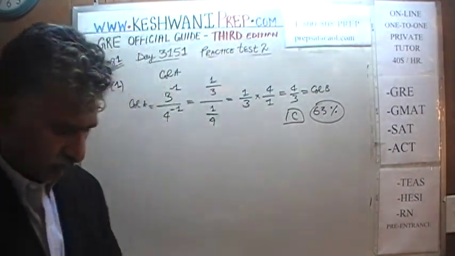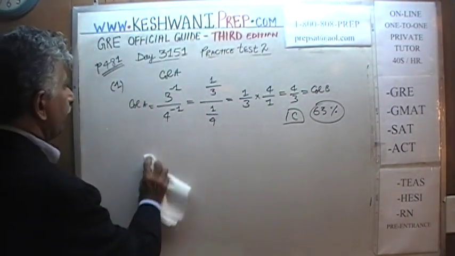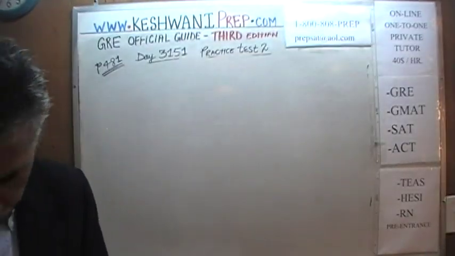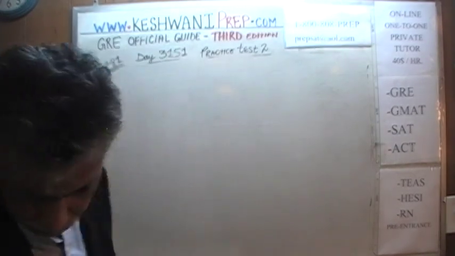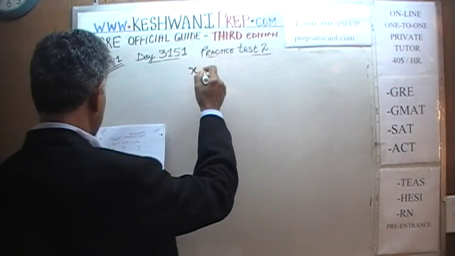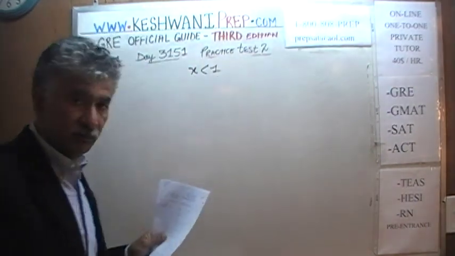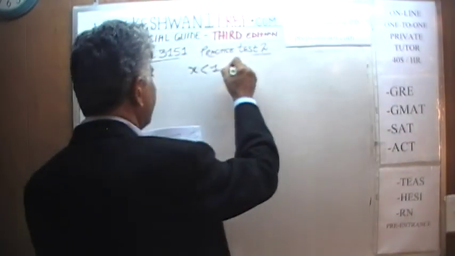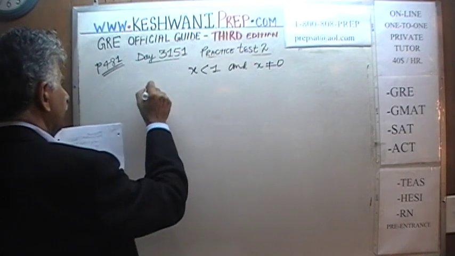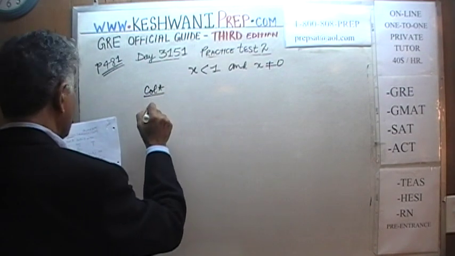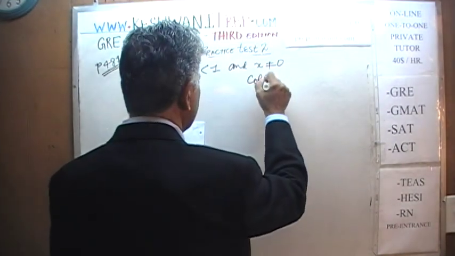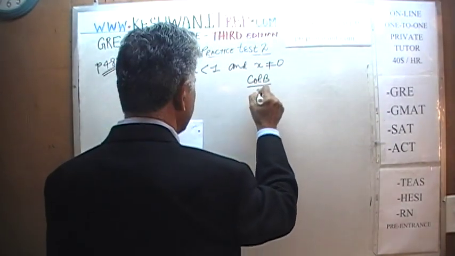So that was number 1. Let's do number 2. As we said, it's very straightforward. Nothing to it. In question number 2, they first tell us that x has to be less than negative 1. That's the first condition. And the second condition is that x is not allowed to be 0. In column A, we have x squared plus 1. And in column B, we have x cubed plus 1.